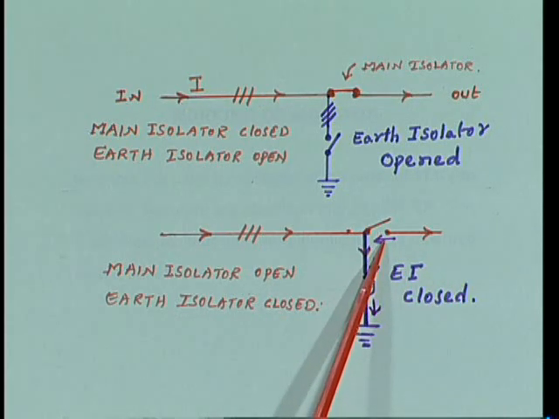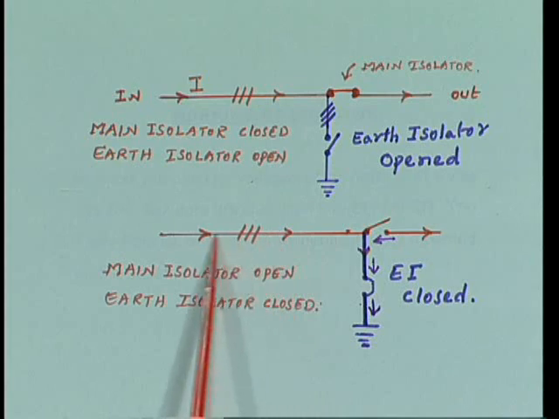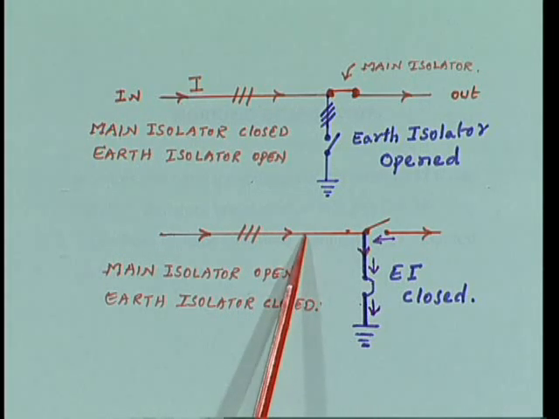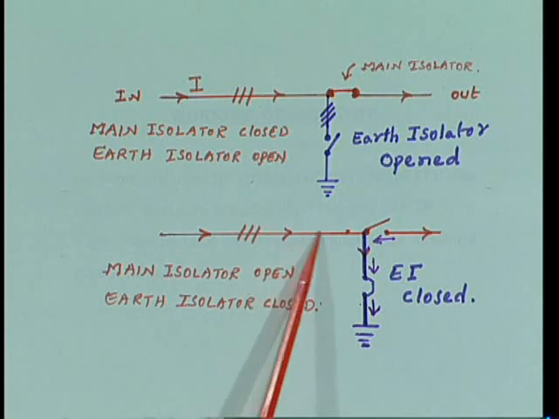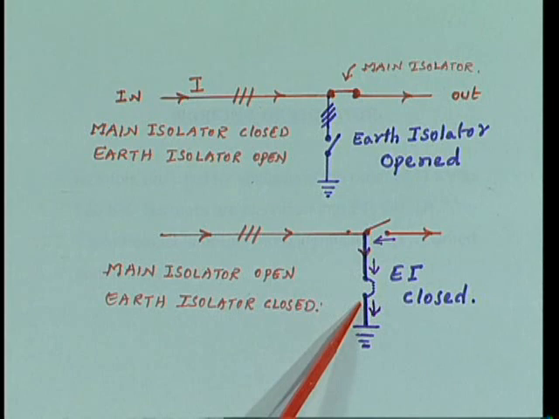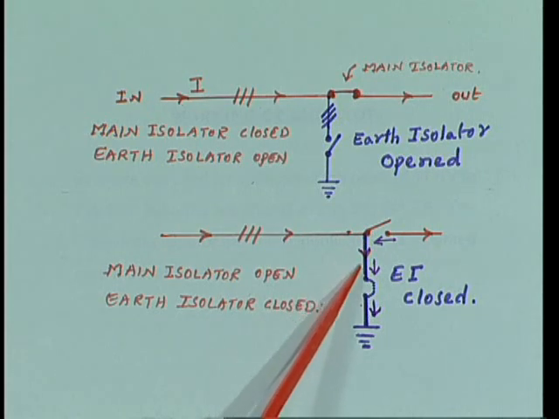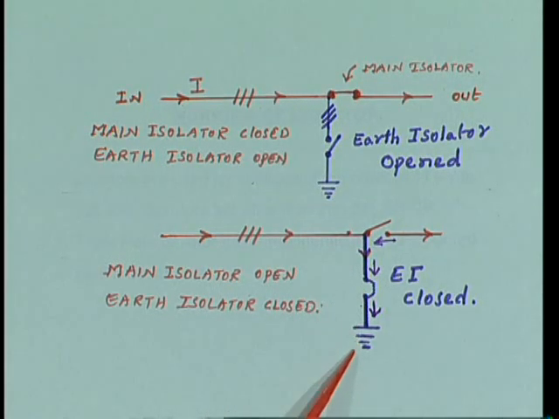Now you can see here, when the line is open, in this line there is always some voltage that exists because of the capacitance effect. Because of the capacitance effect, the lines are charged. So this voltage will be bypassed to the earth isolator because the earth isolator is closed here. Now you can see this trapped voltage passes through the earth isolator to the ground.